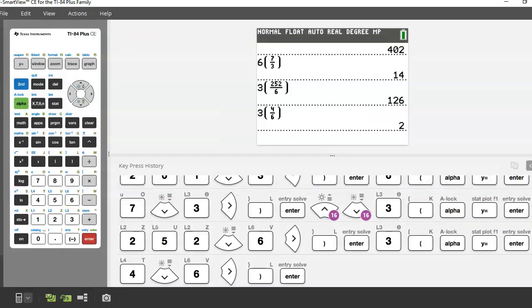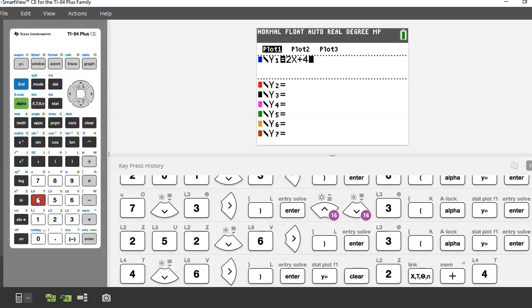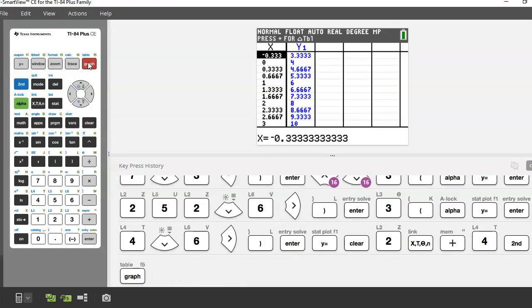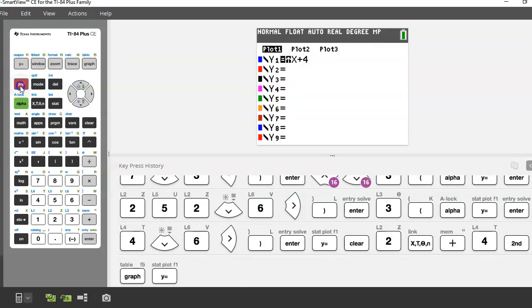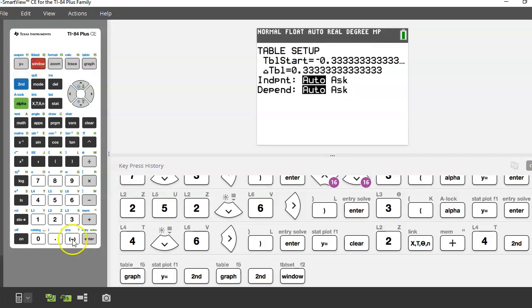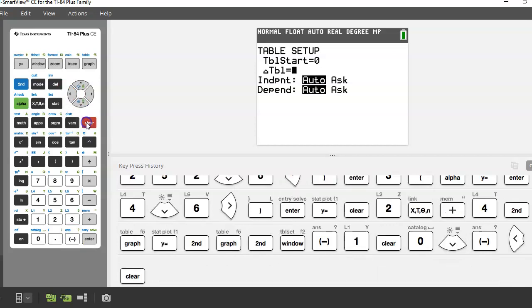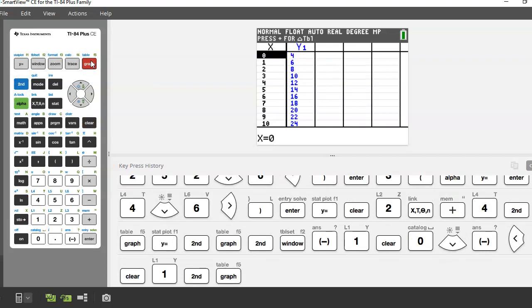So in your calculator, go to your y equals, put in that equation. Go to your table. Oh, my table is off. I was like, why is it happening? Okay. Your table should look something like this.